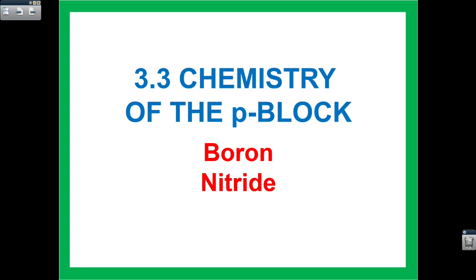In this video in our Chemistry of the P-Block series, we're going to be looking at boron nitride. So this is a compound obviously made of boron and nitrogen, and it tends to feature heavily in the exam questions on this topic. So we're going to spend a little bit of time now looking at this structure and hopefully getting you to understand how the atoms of boron and nitrogen are bonded together.